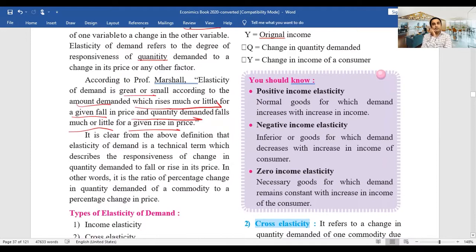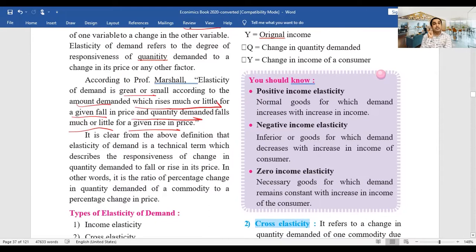Elasticity of demand has broadly 4 definitions. First, it is change in demand due to change in determinants of demand. Second, it is proportionate change in quantity demanded with respect to proportionate change in determinants of demand. Third, it is percentage change in quantity demanded with respect to percentage change in determinants of demand. Fourth, it is degree of responsiveness of quantity demanded with respect to degree of responsiveness of determinants of demand.